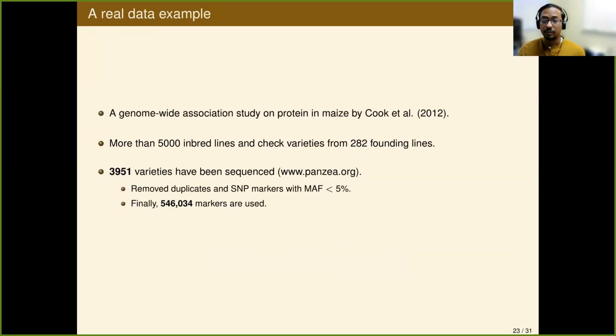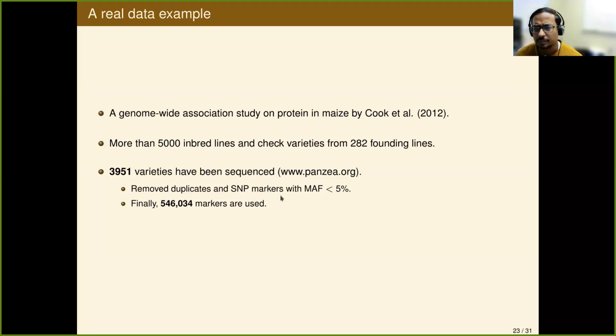A real data example. So let's go to this genome-wide association study. We have close to 5,000 inbred lines and check varieties. Check varieties are not always genotyped or sequenced. We don't typically have the marker information, but they're planted along with these inbred lines to give an understanding of the spatial variability. So among these 5,000 inbred lines, we have genetic data, the Z matrix, for 951 varieties from the Panzea project.